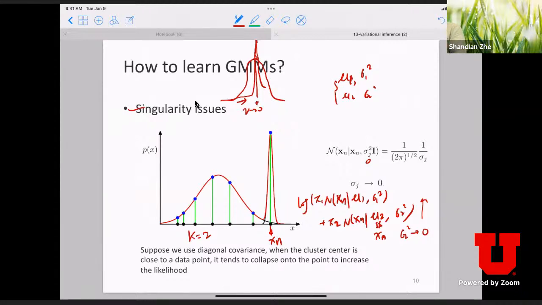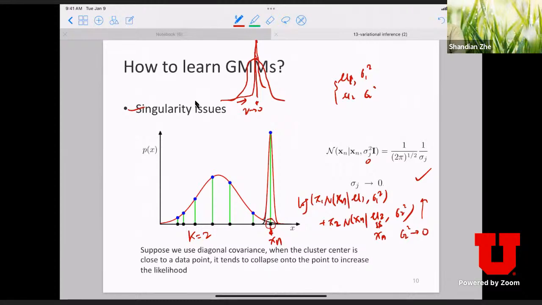And in the end, the second cluster will collapse to this single point. That's called singularity. And all the other data points belong to another cluster. Mathematically speaking, this is not wrong. It gives you a maximum value of your log likelihood, but in practice it is not reasonable at all. If you're doing clustering, you don't want a cluster of a single point with all the other points belonging to other clusters.